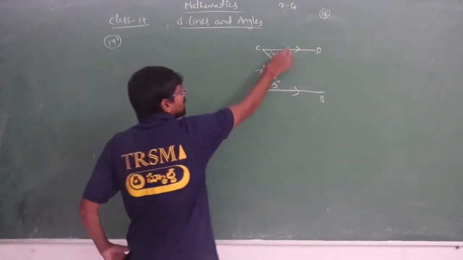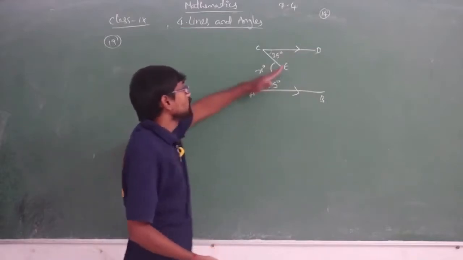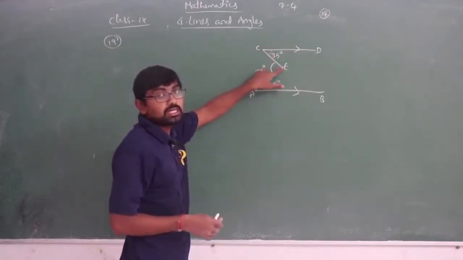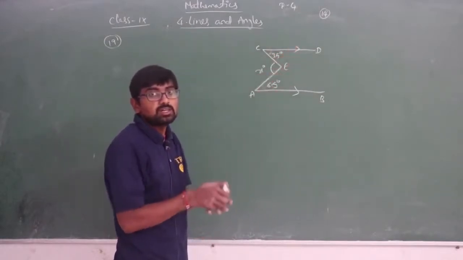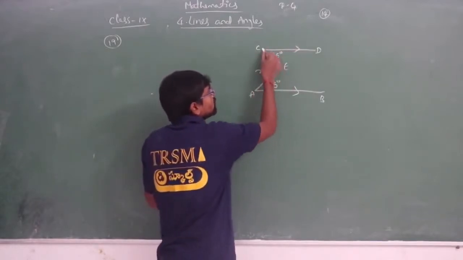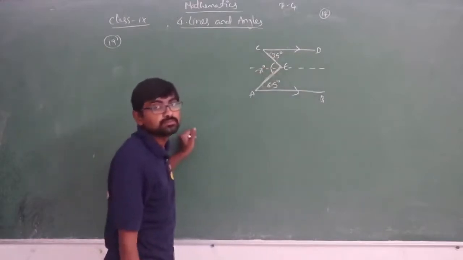So these both are parallel, but they both are not connected by one transversal. Here we are having two lines which are meeting at a point E, but they are not straight. They are just diverted, isn't it? So what we need to do now? We need to draw an imaginary line for such type of questions, isn't it?